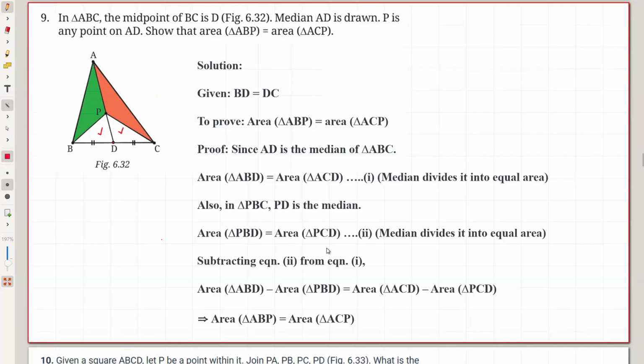Okay, 2 from 1, or 1 minus 2. Area of the big triangle minus area of the small triangle. So we'll be getting this portion. That's why we are doing it.